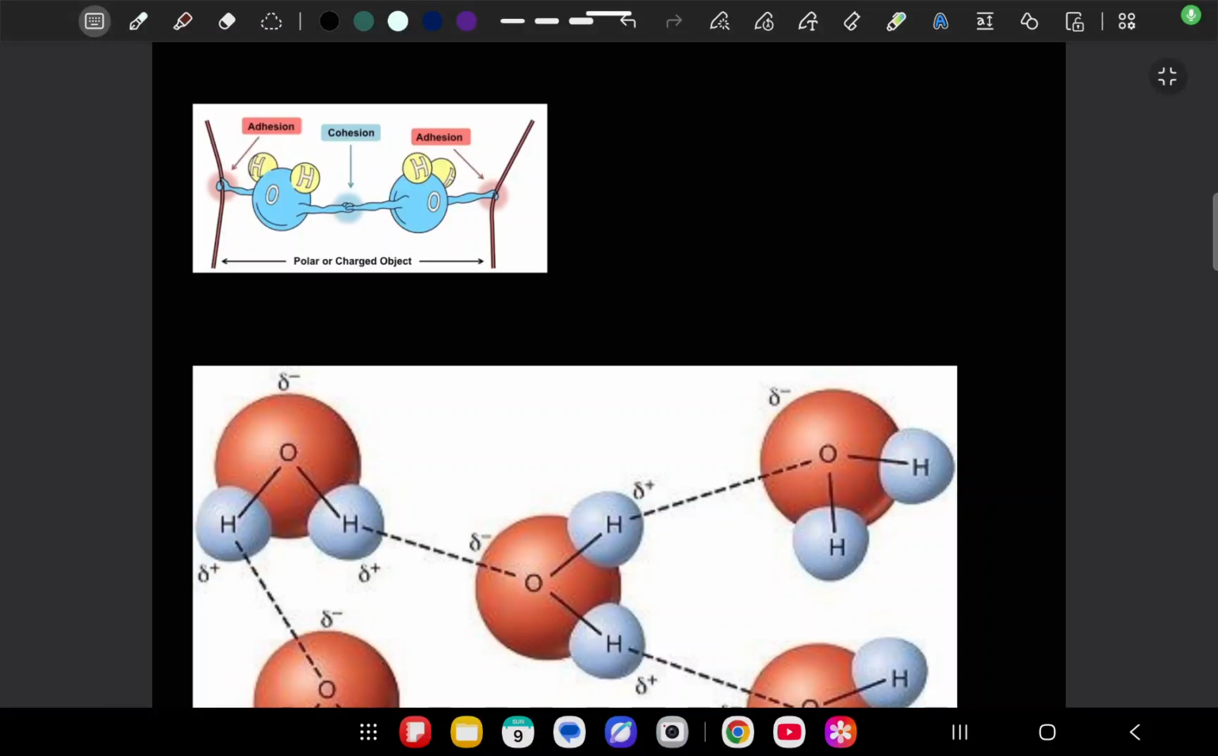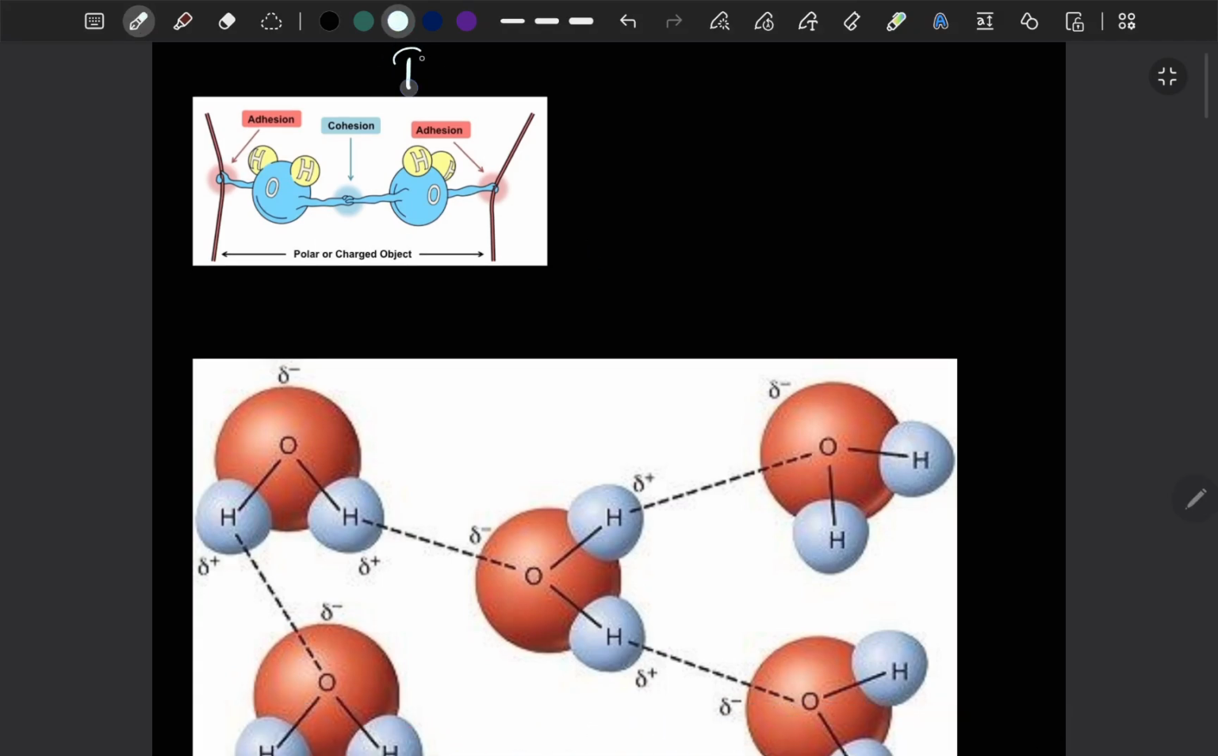Hello everyone. Today we will start the third chapter of Campbell's biology, in which we will study the chemistry of water. So, the chemistry of water. The chapter name is the chemistry of water.